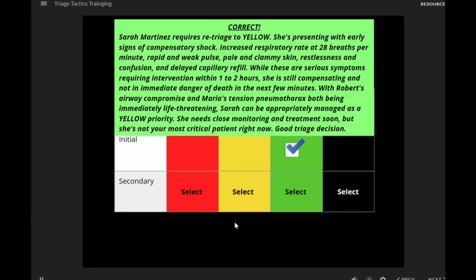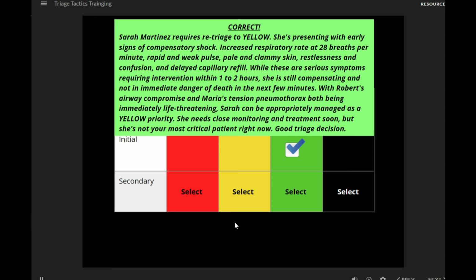Correct. Sarah Martinez requires retriage to yellow. She's presenting with early signs of compensatory shock: increased respiratory rate at 28 breaths per minute, rapid and weak pulse, pale and clammy skin, restlessness and confusion, and delayed capillary refill. While these are serious symptoms requiring intervention within 1 to 2 hours, she is still compensating and not in immediate danger of death in the next few minutes.